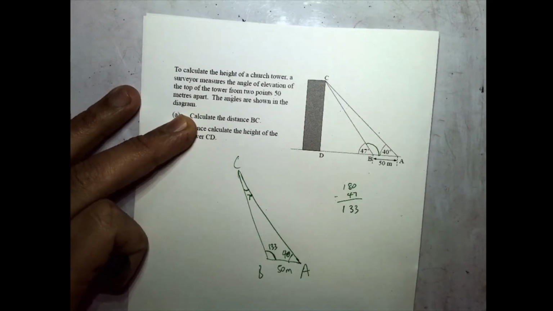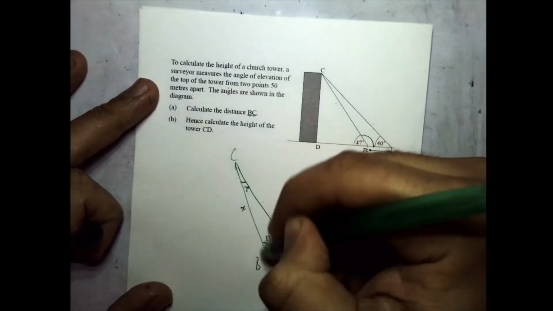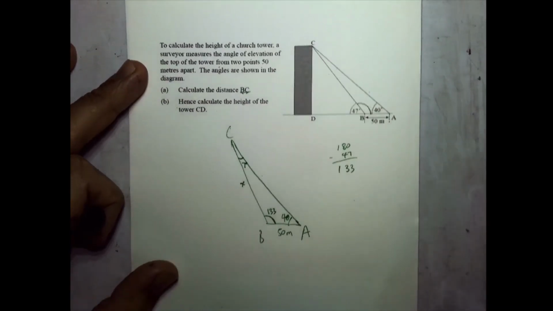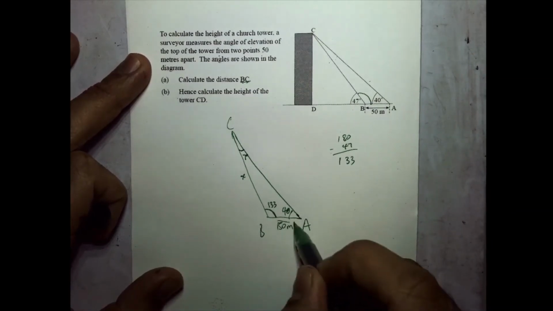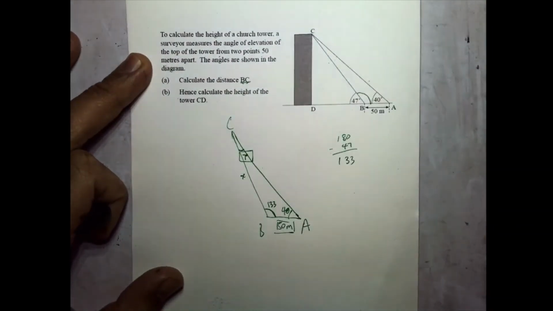Right. Now, we're being asked to work out BC. So this is the length they want me to work out. First question, is it a right angle triangle? Yes or no? No, it's not. Second question, do you have a matching angle and side? Answer, yes I do. There's that side and matching angle. So I can use the sine rule.